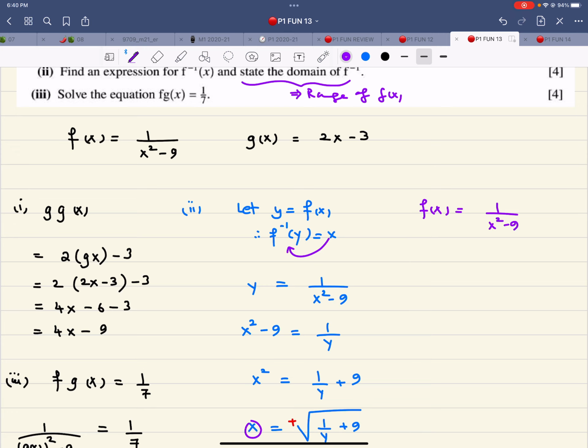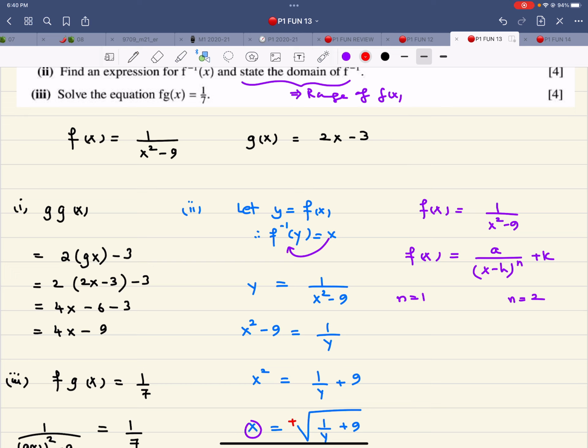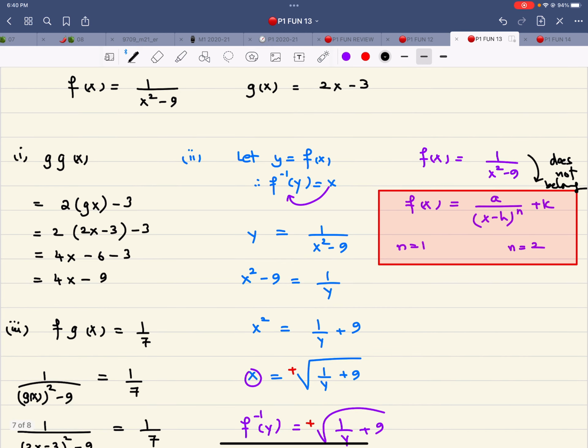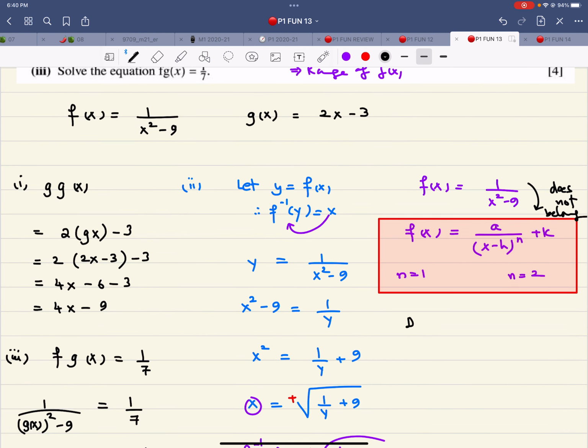This is not the usual reciprocal function, A over (x minus h) raised to the power of n, plus k. We have drawn n equals 1, and we have drawn n equals 2. Unfortunately, this does not belong in this category. So how should I do it? When it says x is greater than 3, that means the domain lies between 3 and infinity.